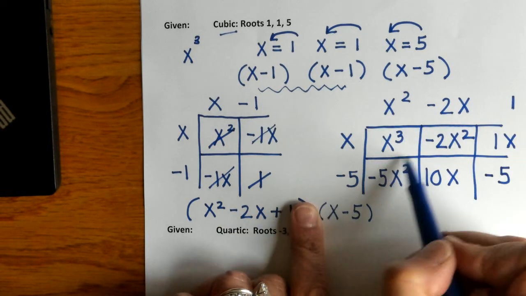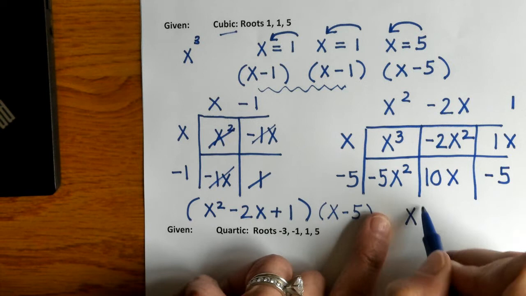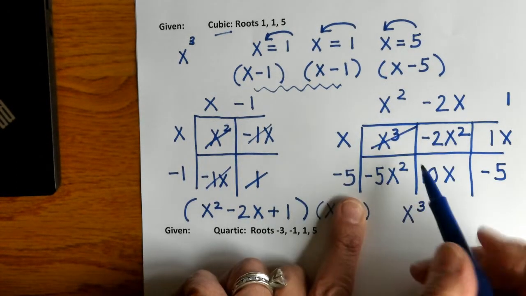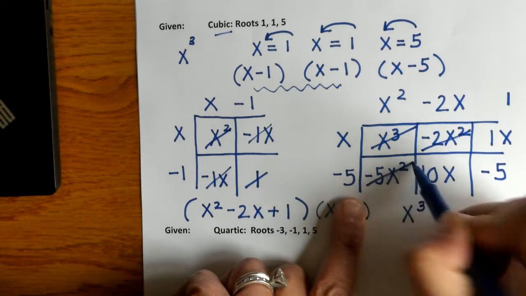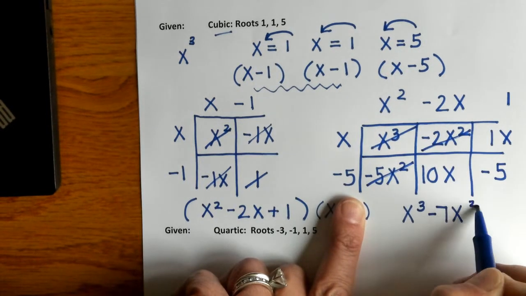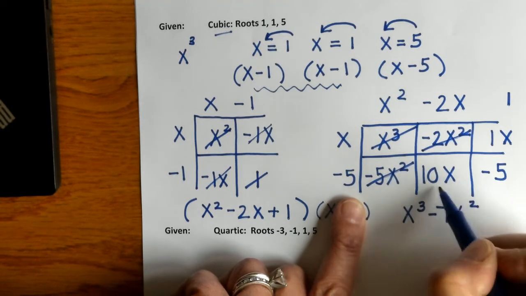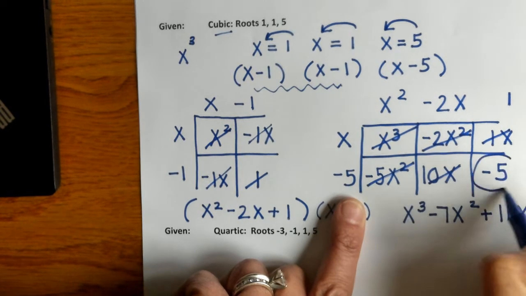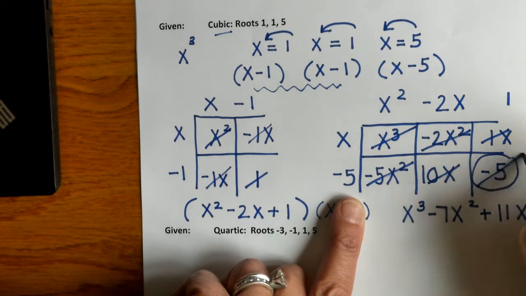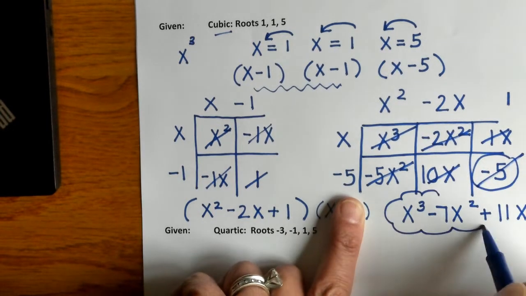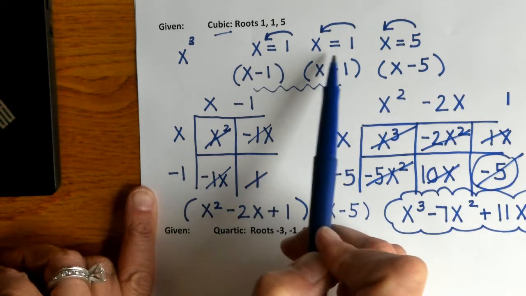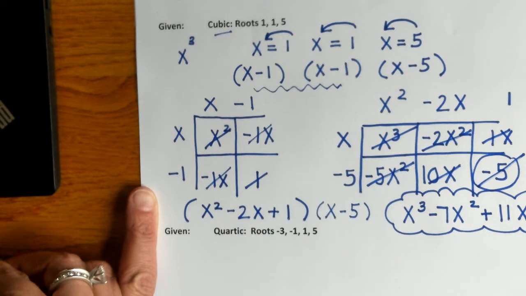So now we're going to start in the upper left-hand corner, and I have x to the third, cross it out. Negative 2x squared, negative 5x squared is negative 7x squared. Cross them out. I have a 1x and I have a 10x, that is 11x. And my constant is negative 5, so I will write that down as well. So this here is my final answer. It is a polynomial, degree 3, with roots x equals 1, x equals 1, and x equals 5.